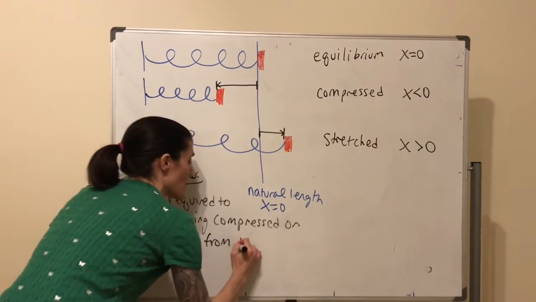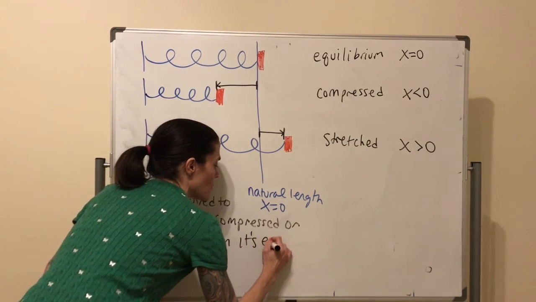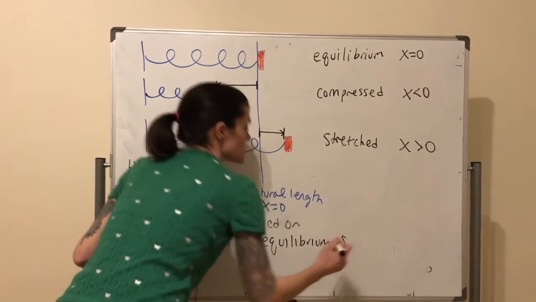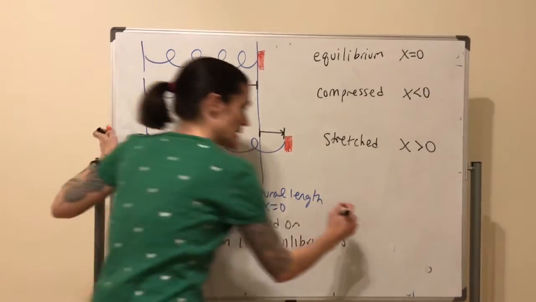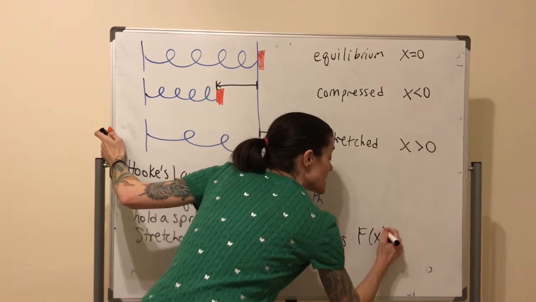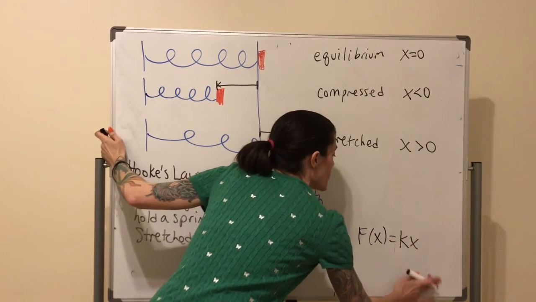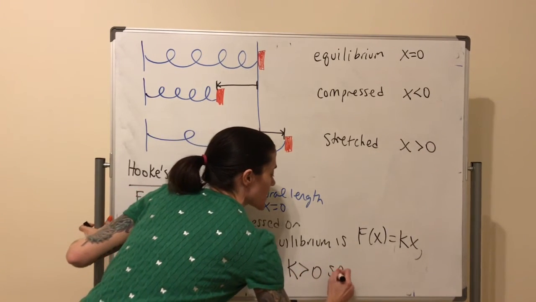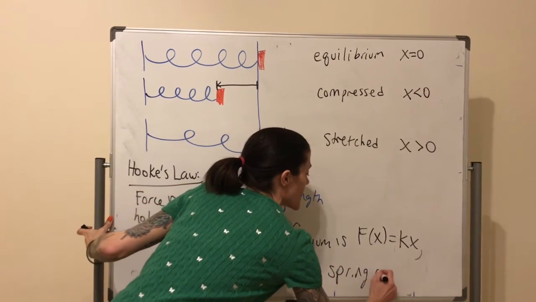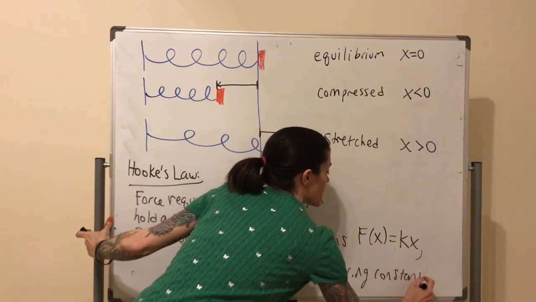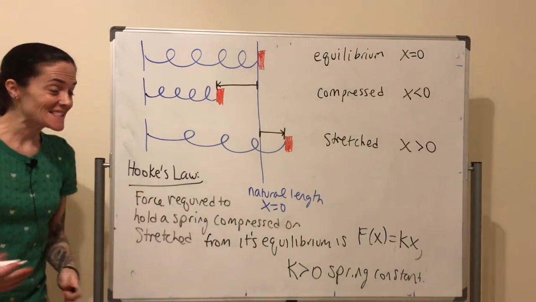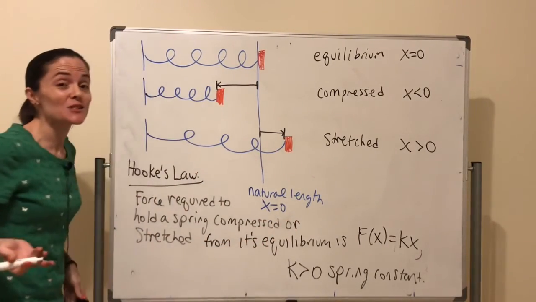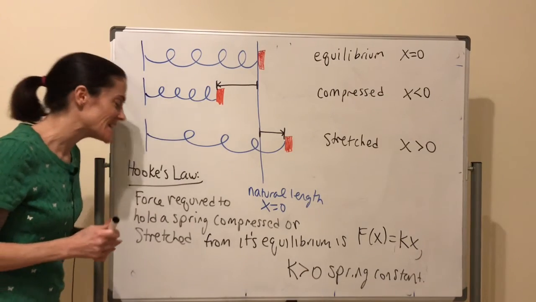From compressed or stretched from its equilibrium, it's not constant, but it is f of x is k times x, where k is greater than 0 and is called the spring constant. Now, there are different ways to state this, to mention it.